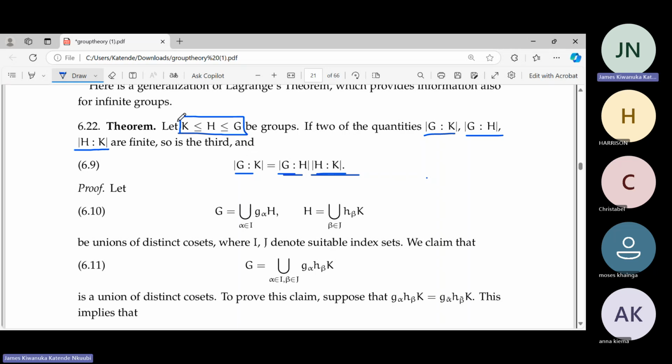So K being smaller will definitely have a larger index. Usually that makes sense: it will have a larger index than H in G. So the index of H in G multiplied by the index of K in H will give you the index of K in G.